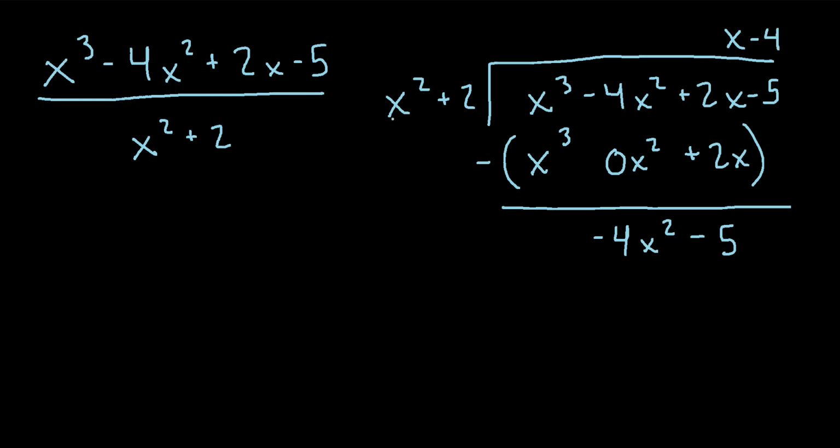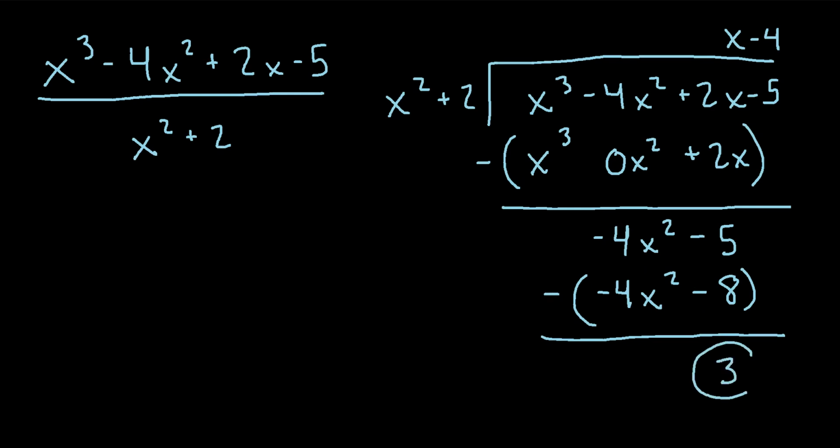And then we say, what is negative 4 times x squared? That's negative 4x squared. So we'll write that right here. And then we do negative 4 times a positive 2. That's negative 8. So we'll say minus 8. And then we will subtract this whole expression. So negative 4x squared plus 4x squared, that turns out to be nothing. Negative 5, this is going to be a plus 8, would be a positive 3.